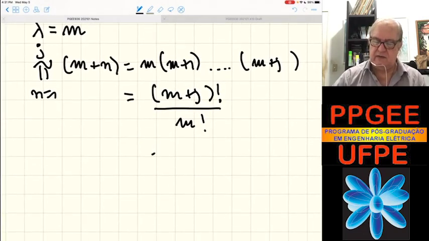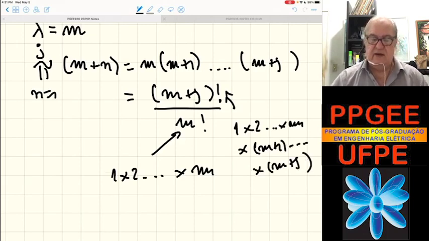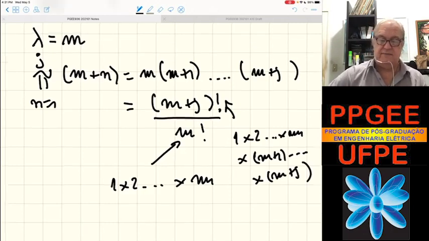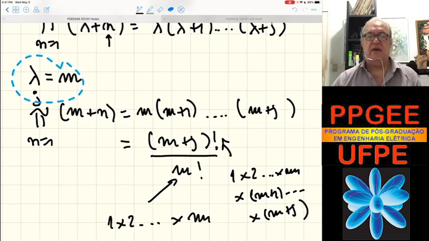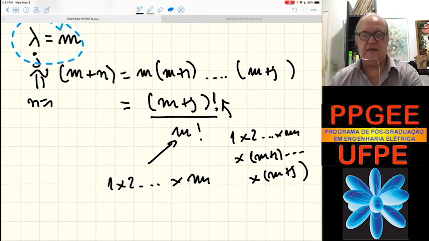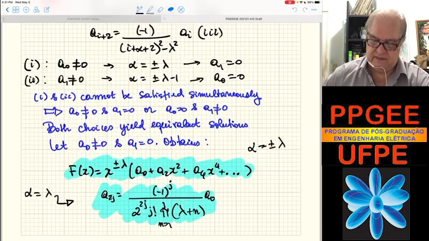Because this is a productory, right? 1 times 2, etc., times m. And this one is 1 times 2, etc., times m plus 1, etc., times m plus j. Well, if we have lambda equals m, then we can use a factorial function. Otherwise, you have to use a function that's not a factorial function, but we have the well-known gamma function that can be used for this.